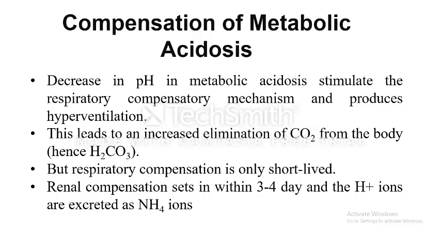Now how is this acidosis compensated? The decrease in pH in metabolic acidosis stimulates the respiratory compensatory mechanism and produces hyperventilation, and this leads to increased elimination of carbon dioxide from the body and hence removal of carbonic acid. When carbonic acid is removed, acidosis is controlled. But respiratory compensation is only short-lived, meaning it is the first line of defense. Then renal compensation starts, setting in within 3 to 4 days, and the protons are excreted as ammonium ions.